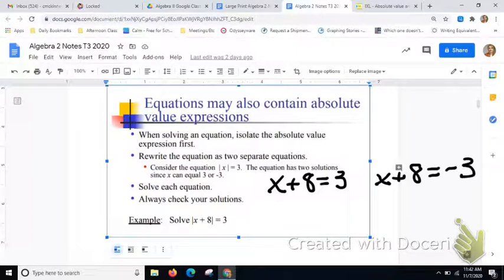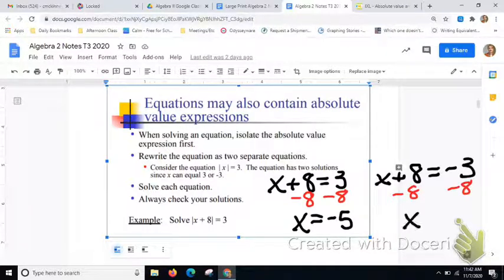Because if the answer inside was -3, the absolute value would still be 3. And then I solve both of these equations like normal. Whether you just do this in your head or you write it down, we're in Algebra 2 now, so you're going to see less times that I write what I'm writing in red. Sometimes I'm not going to write that anymore. Doesn't mean you can't, but I trust that you can follow me if I don't. So my solutions are -5 and -11.